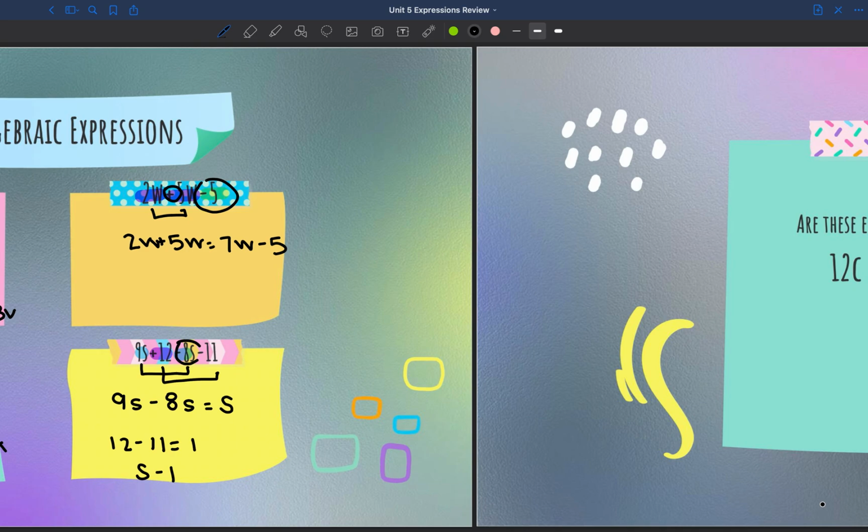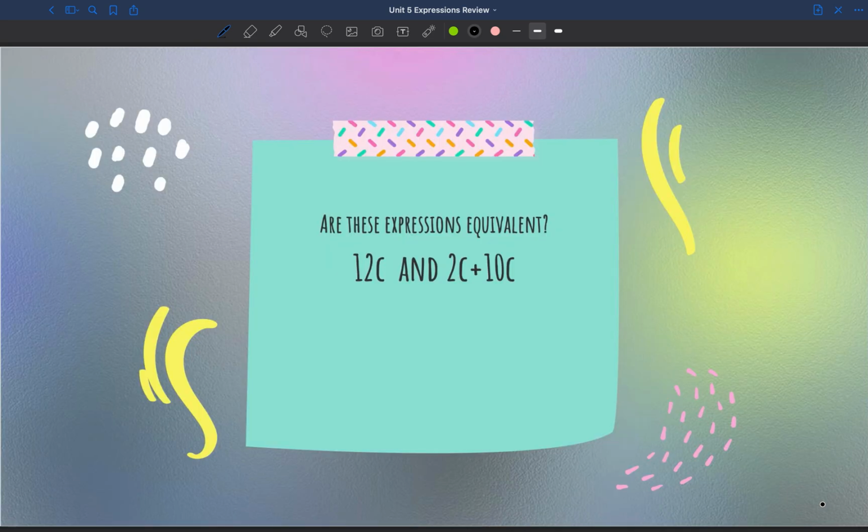Lastly, we are trying to figure out whether these expressions are equivalent or not. So we want to first combine like terms right over here on this right-hand side. So we get 2c plus 10c, which when we combine those, we get 12c. Another way that you can do it, which we have learned about, that you can only do when trying to find equivalent expressions, is you can substitute any value in for the variable. So we're going to say that c equals 2.